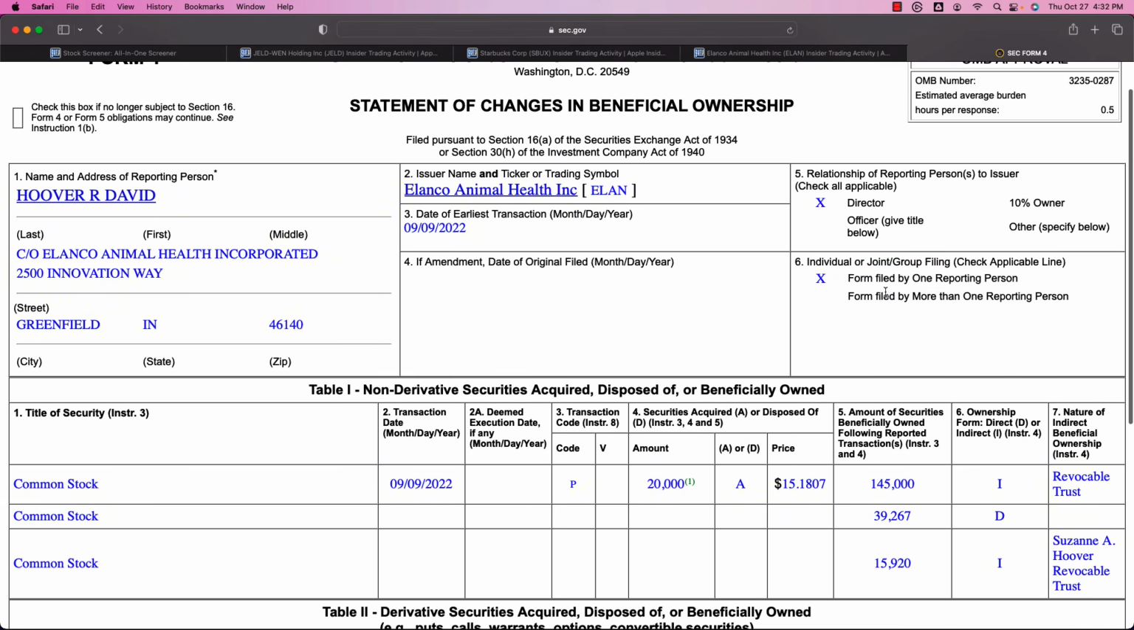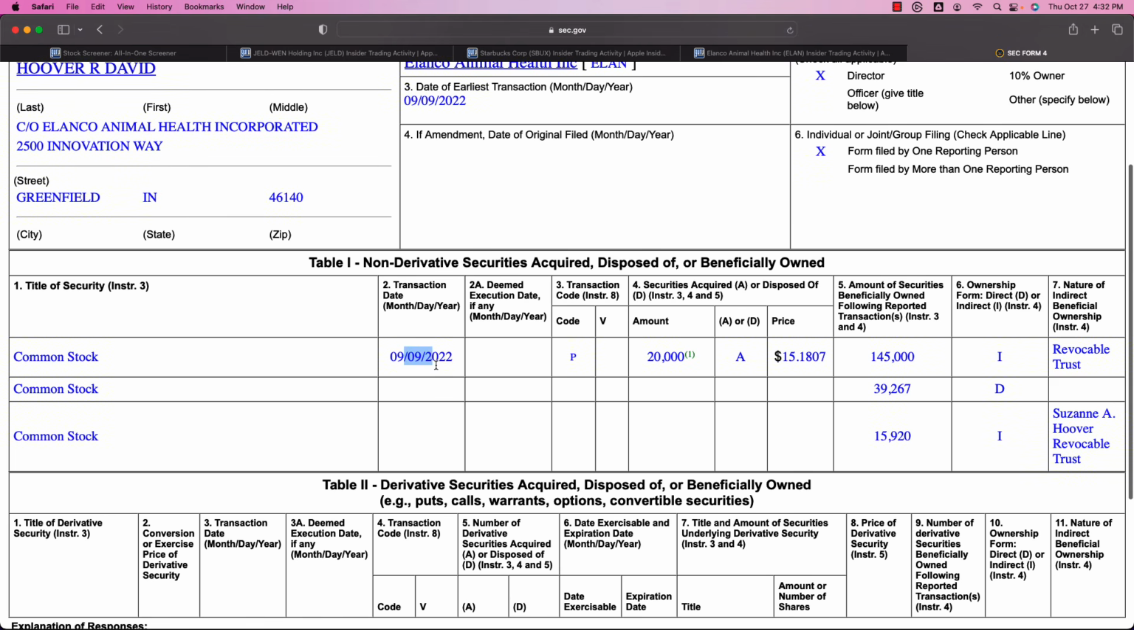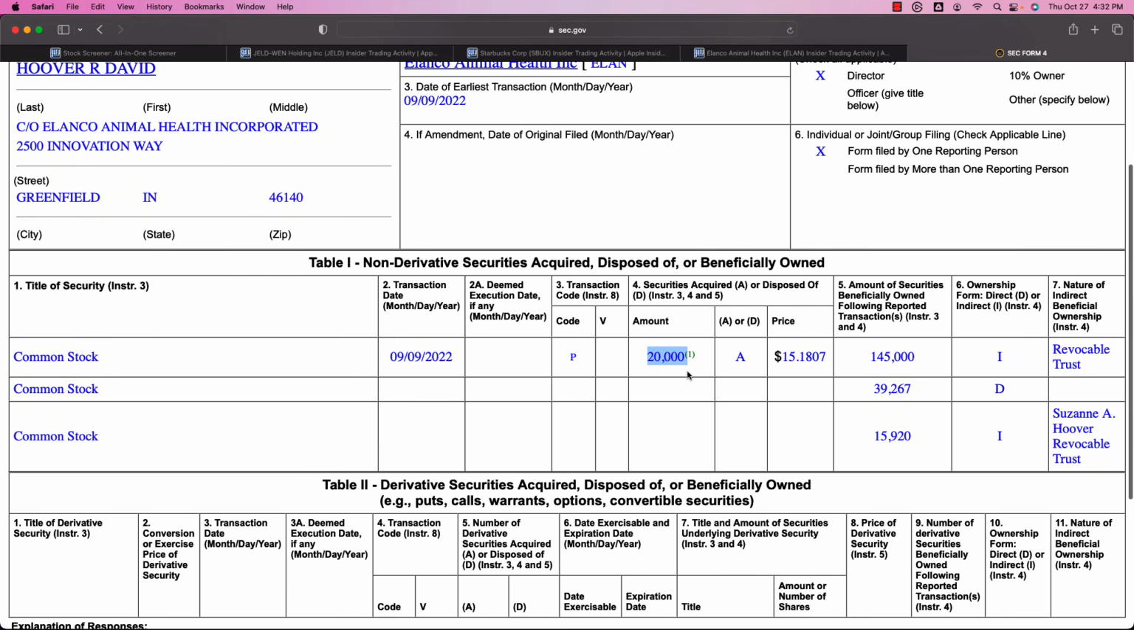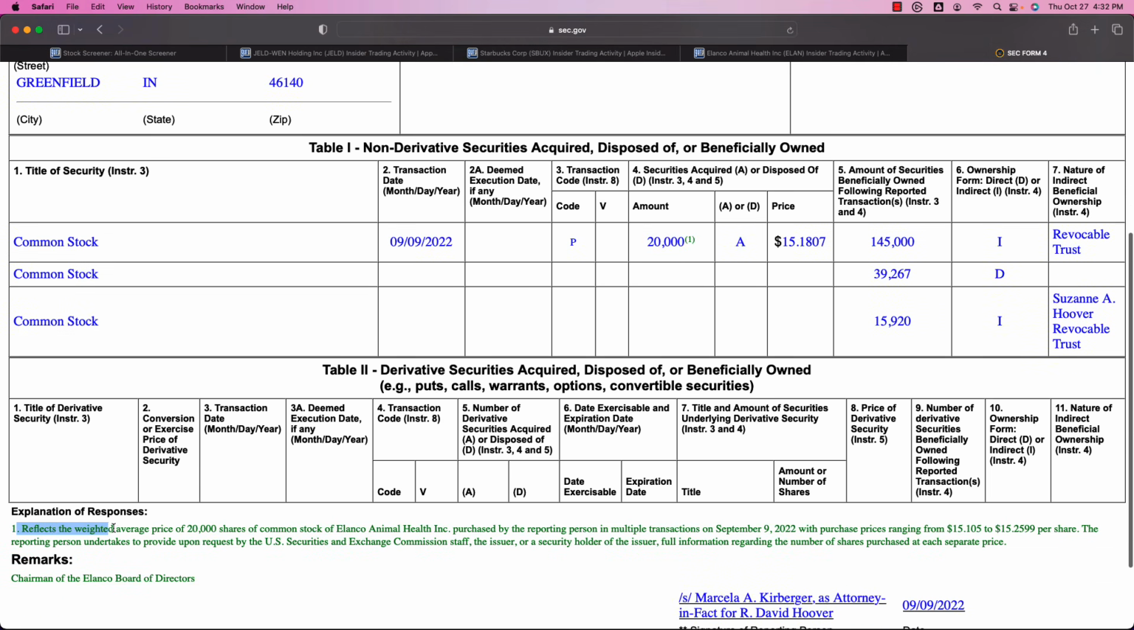This is non-derivative, meaning not options, not warrants, just the stock. And so here we see September 9th, the code P is for purchase. The number of shares is 20,000. Now there is a little 1 in subscript there. So you see down there in the explanation, it reflects the price of 20,000 shares of common stock purchased in multiple transactions on September 9th, with purchase prices ranging from $15.10 to $15.26. So they're not fighting it. They're not willing to take any chances of misreporting and getting any trouble. They want their money. So it's going to be an average price here.